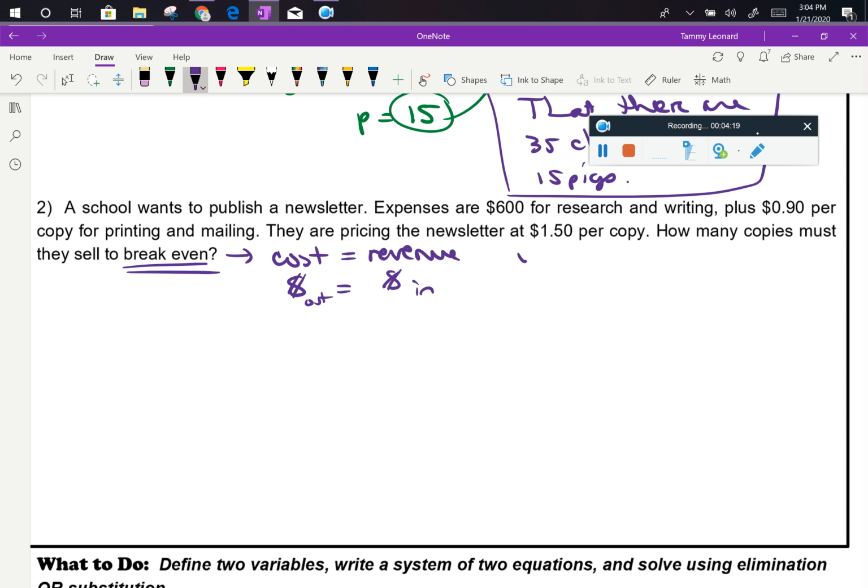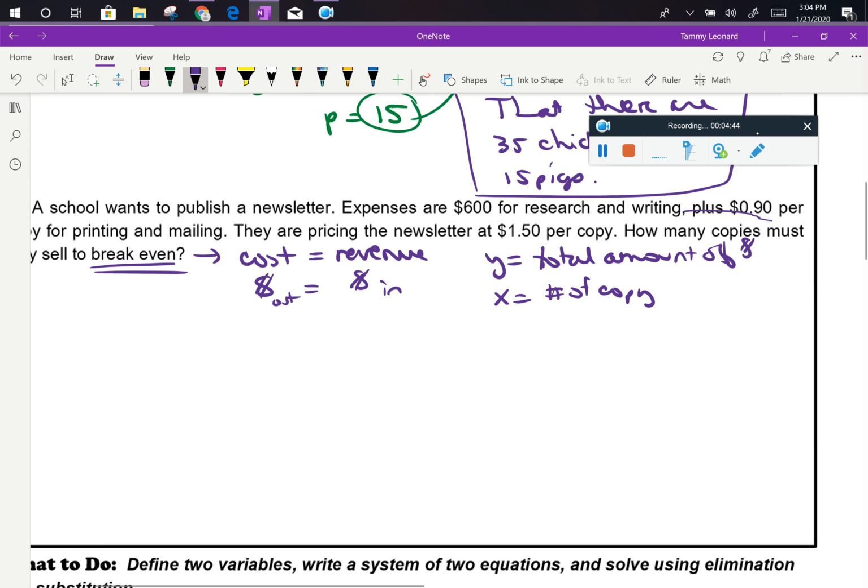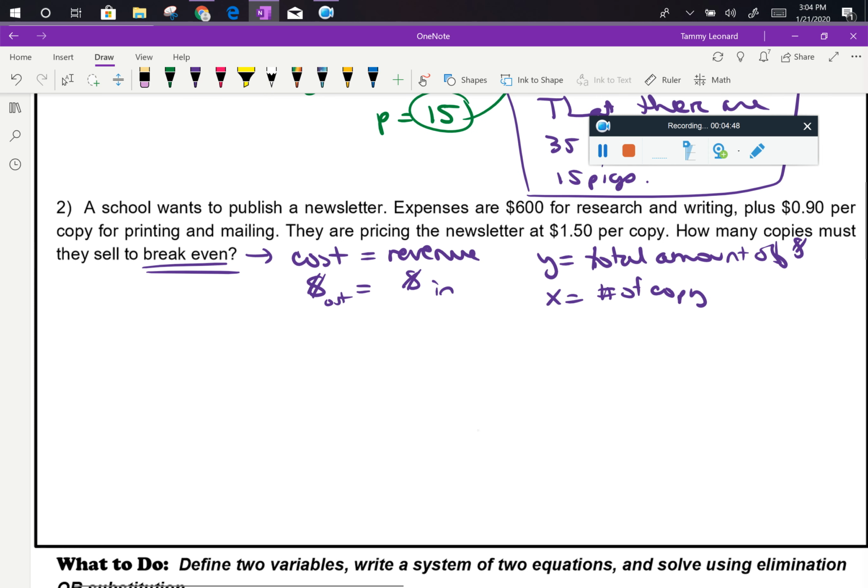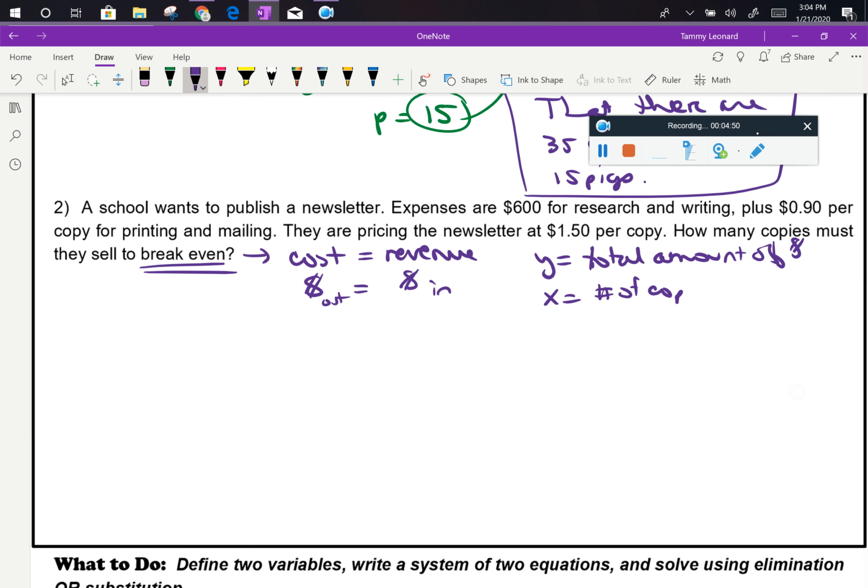So if I let y equal the total amount of dollars, the y could therefore either equal the cost or the revenue, which is going to be really helpful. X is going to be the, let's see, number of copies. Because see how it says how many copies must we sell? So I'm going to let X equal the number of copies.